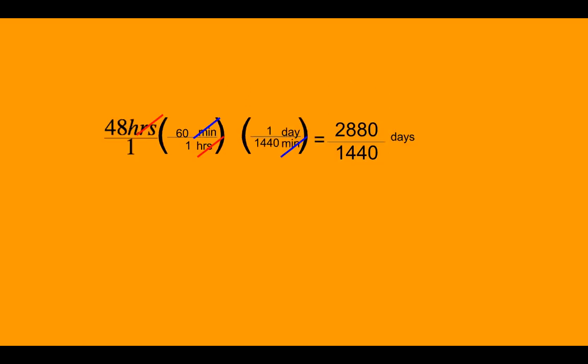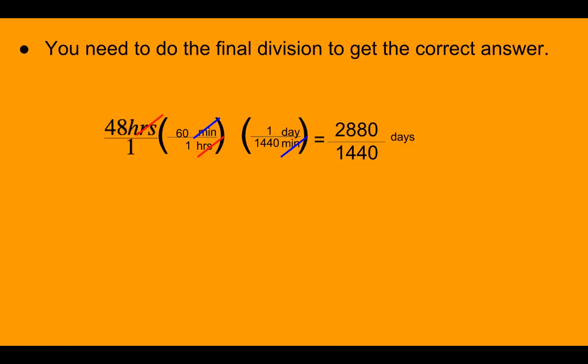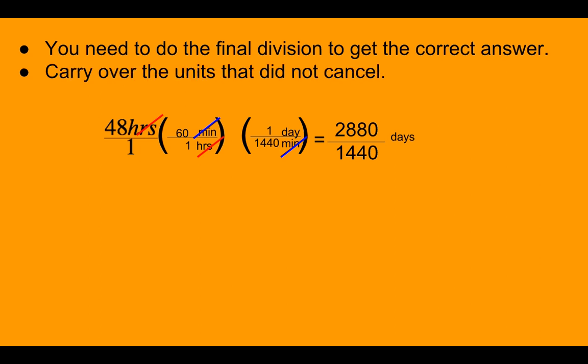So you have to do the final division to get the correct answer and carry the units over that don't cancel. Days is the only unit that's not canceled. When we divide these, we get 2.